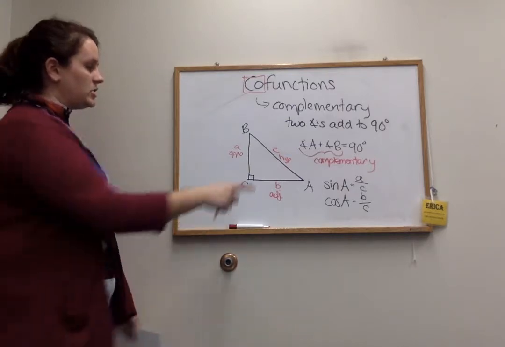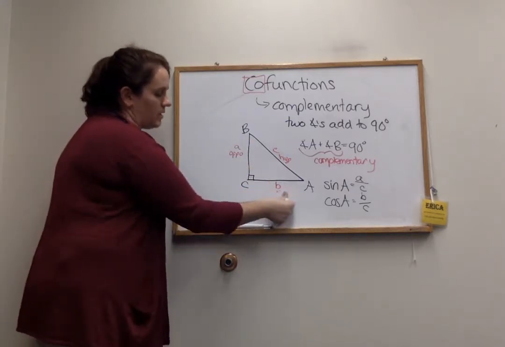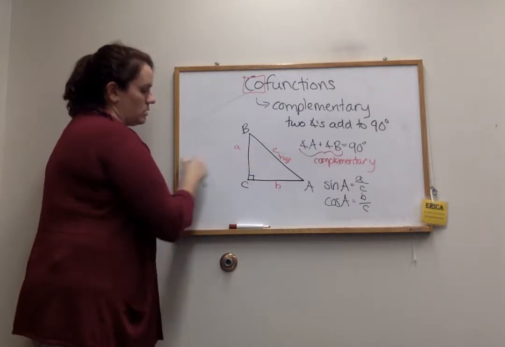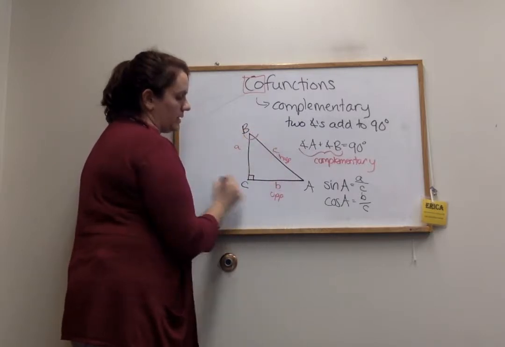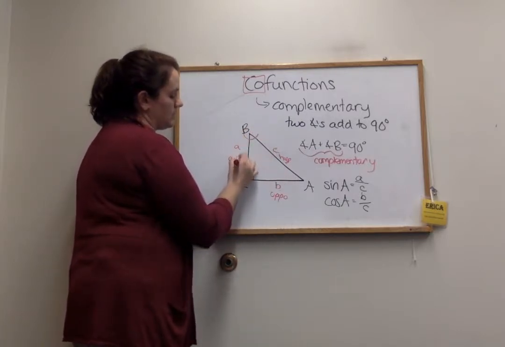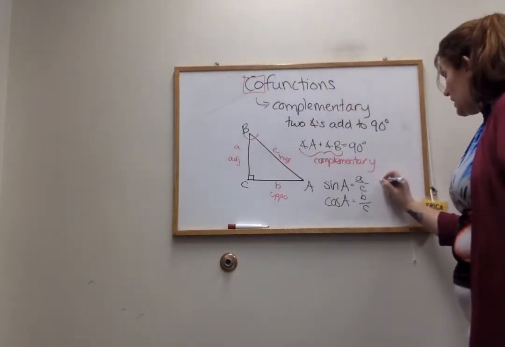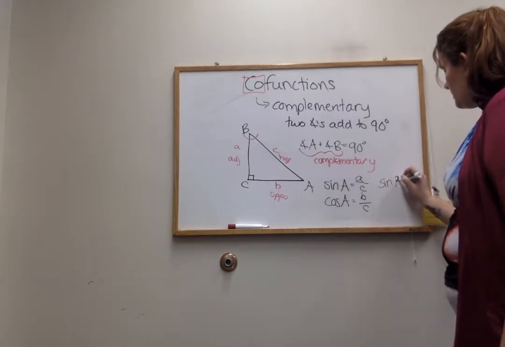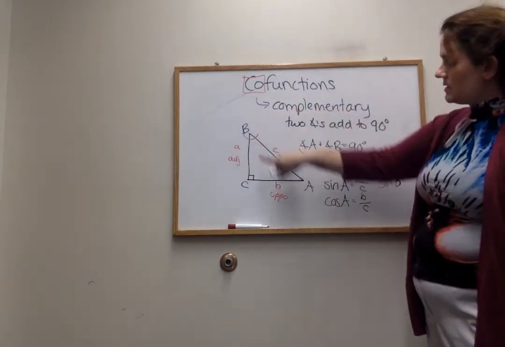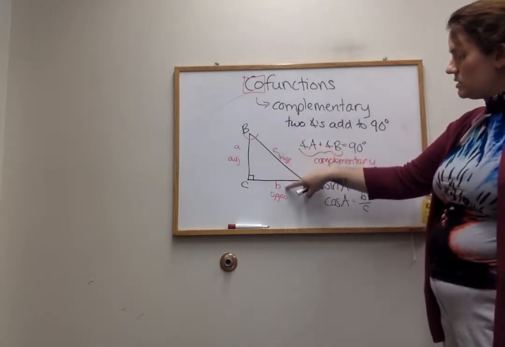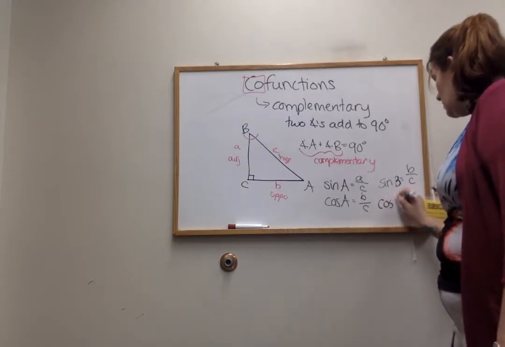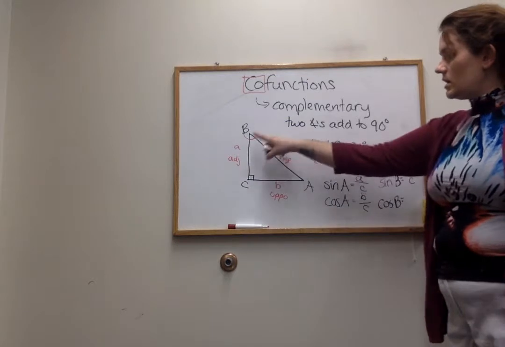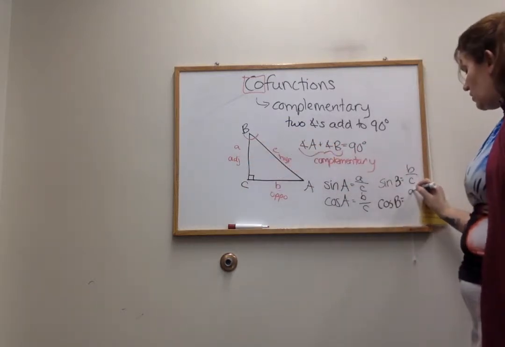Then if we were to change it to B, if B becomes our new angle, these change. This is now opposite, if we're looking at angle B, and this is adjacent. So the sine of angle B is opposite over hypotenuse, which is B over C. And cosine of angle B is adjacent over hypotenuse, which is A over C.